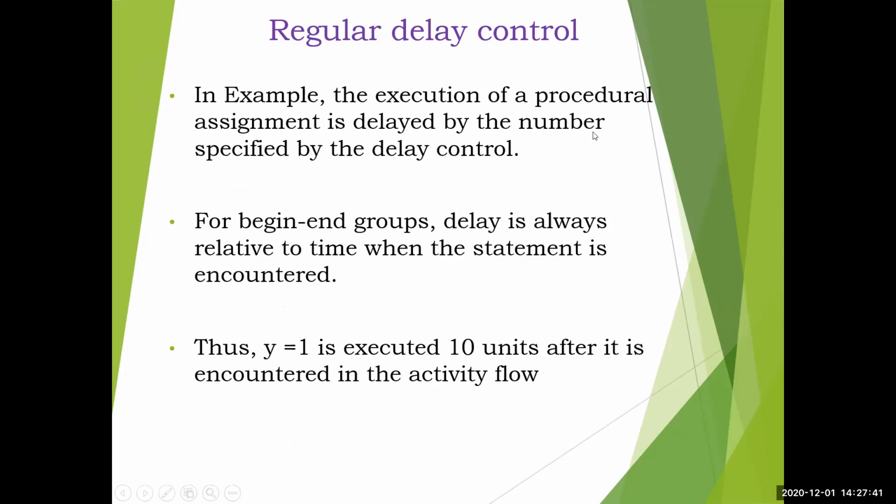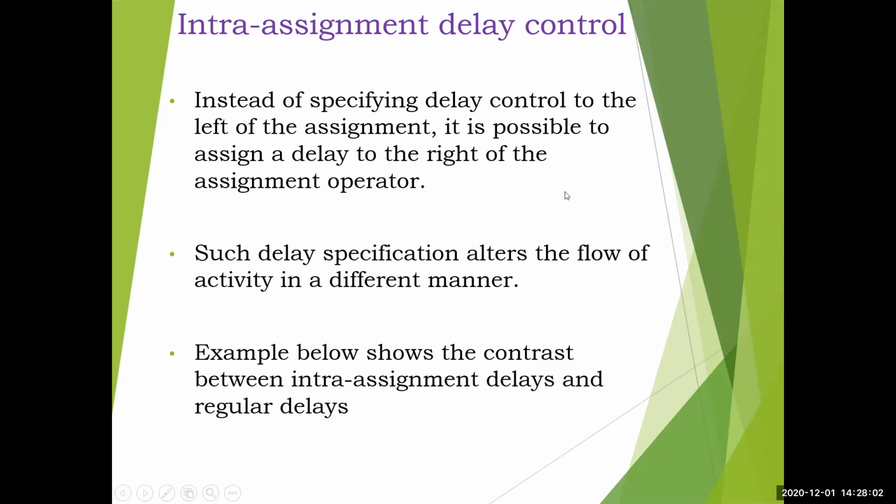In the example, the execution of a procedural assignment is delayed by the number specified by the delay control. For begin-end groups, delay is always relative to the time when the statement is encountered. Thus, y equal to 1 is executed 10 units after it is encountered in the activity flow. Only one example explained here, the remaining are shown there. Clear? Next, we will take the second part, which is the intra-assignment delay control.